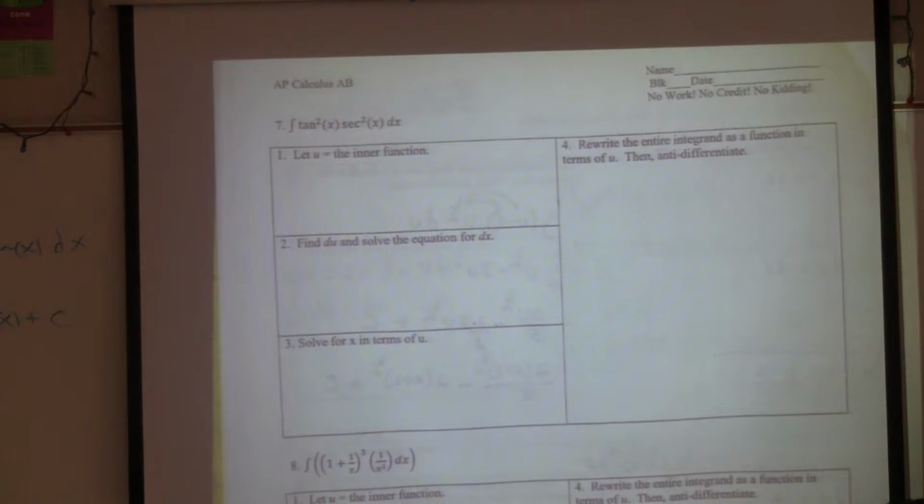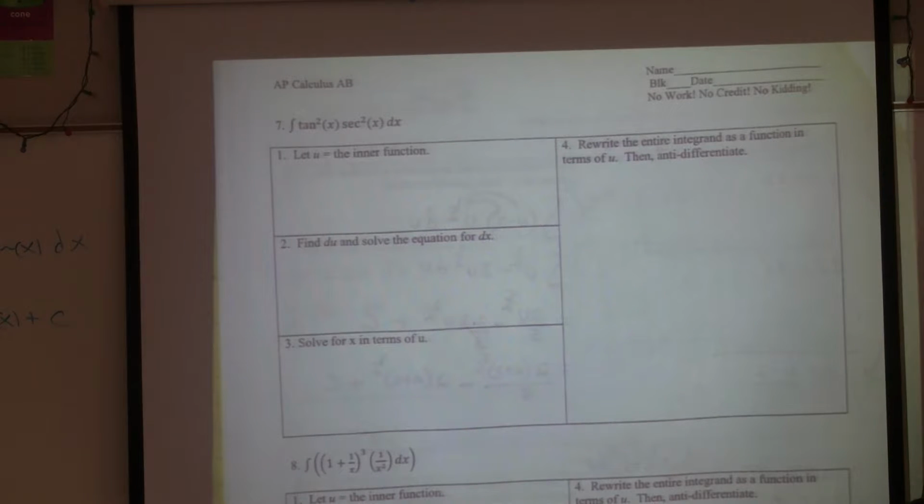Alright, so see here we have secant squared. What are we going to do to u after we find it? Take the derivative. We know the derivative of secant squared? So maybe that wouldn't be a good one to make u.